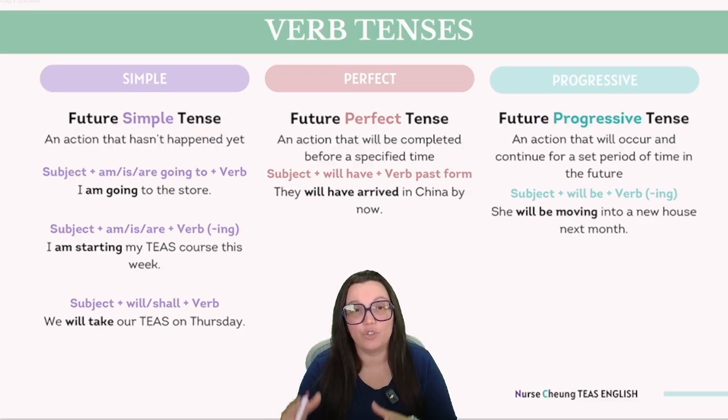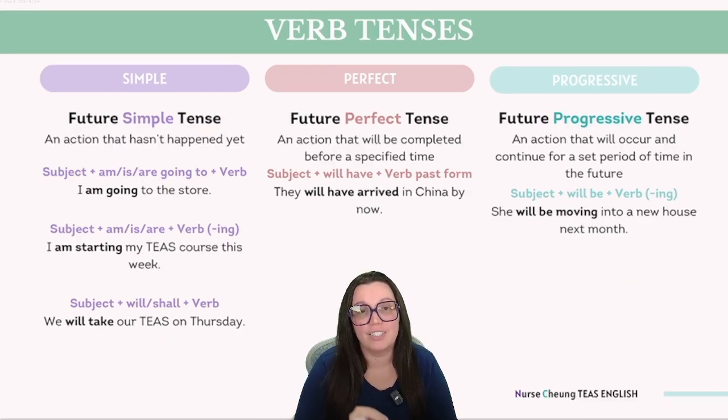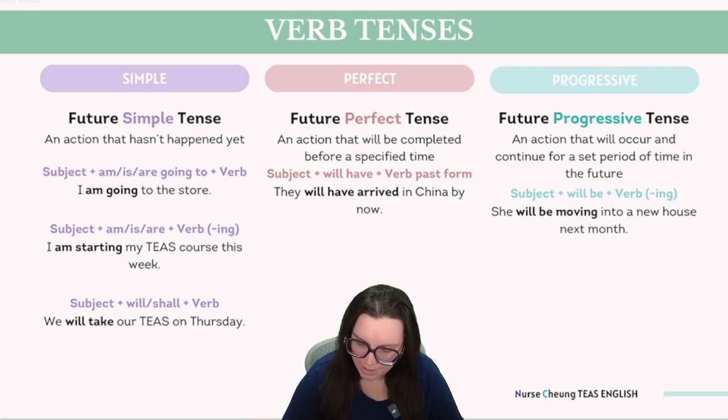And then lastly, we have future progressive tense. This tense describes an action that will occur over a period of time in the future. The structure for this includes the subject plus will be plus the verb ending in ing.